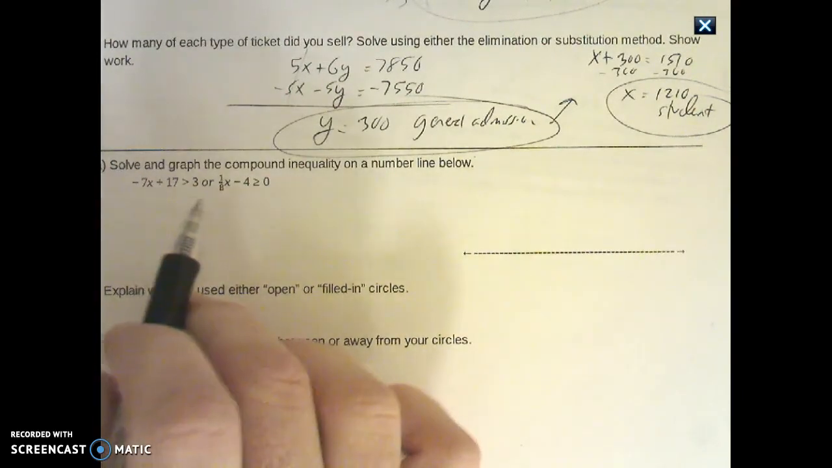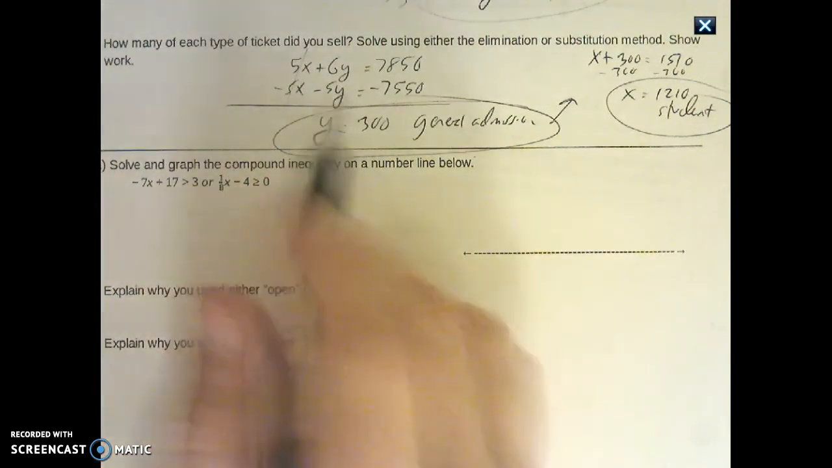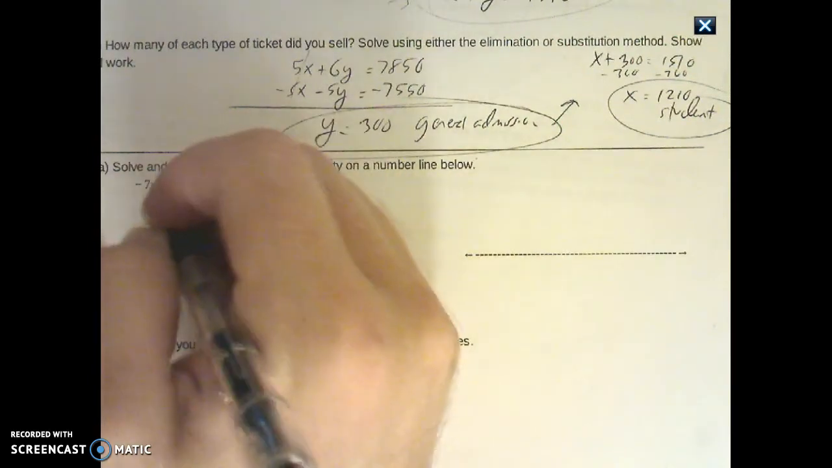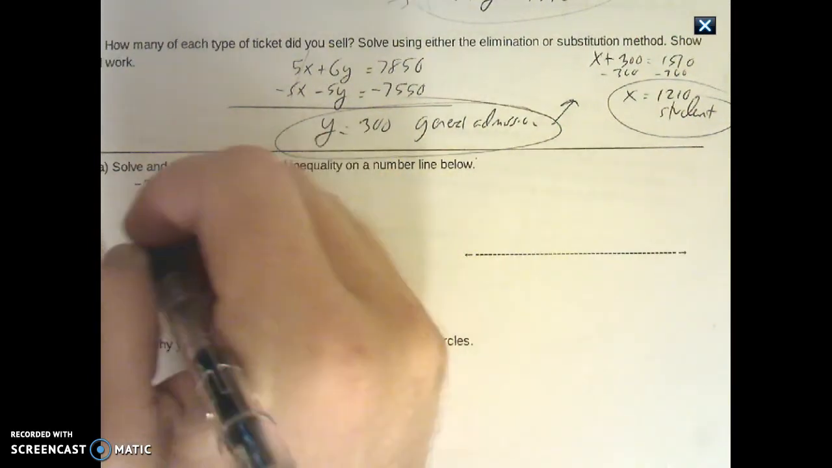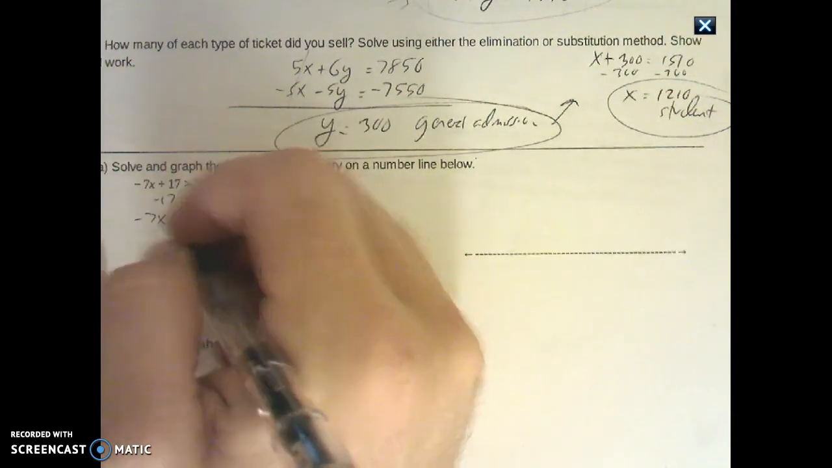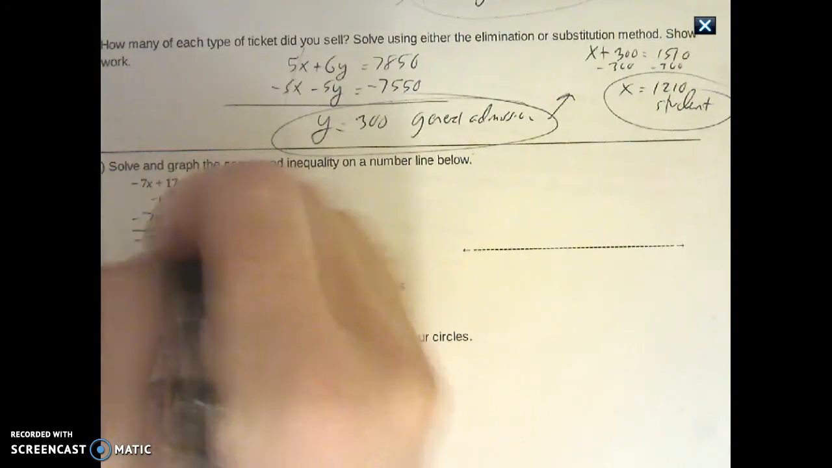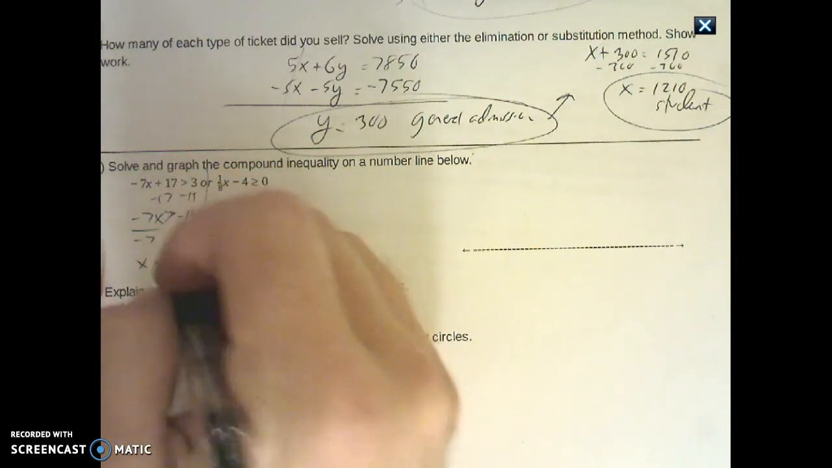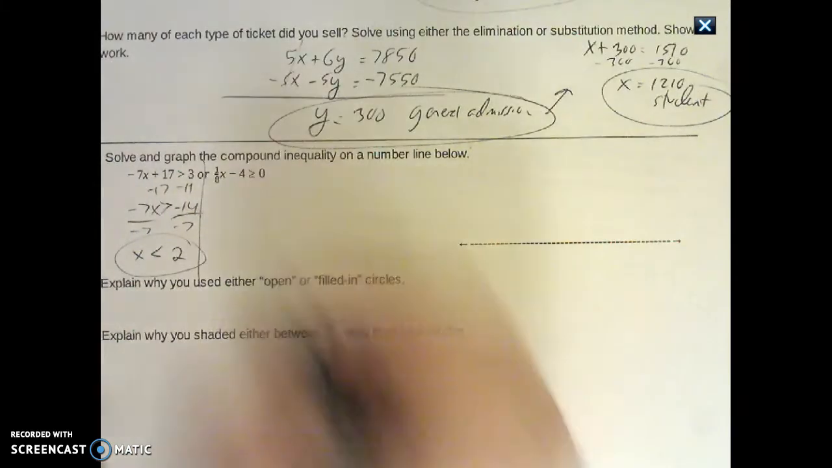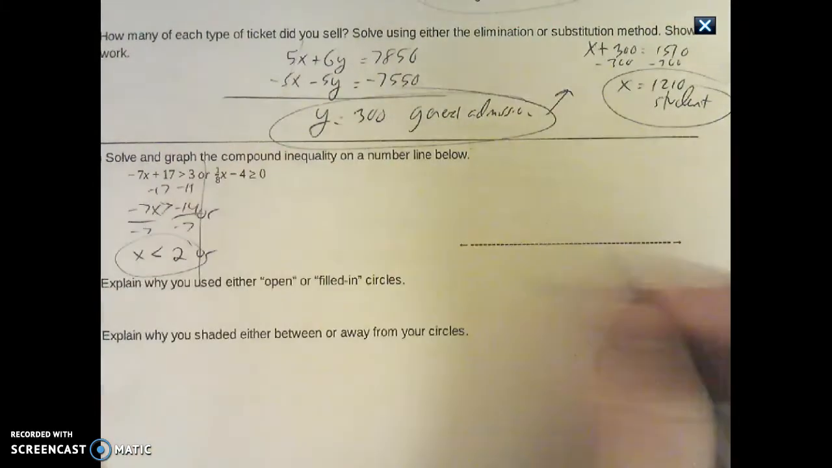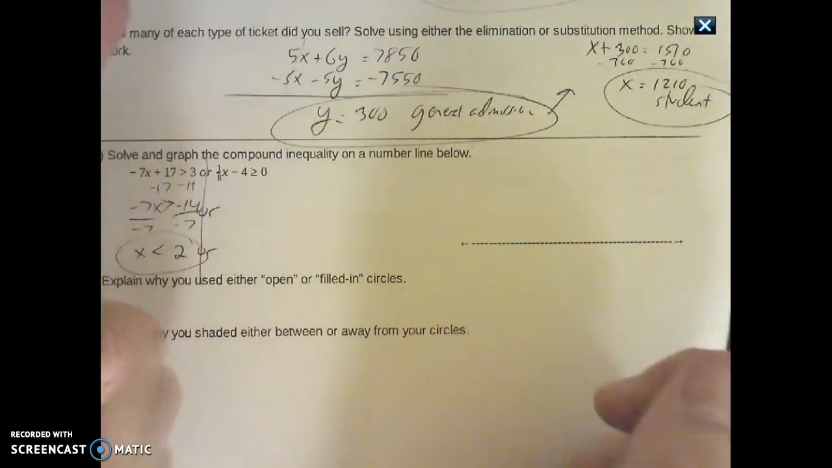Solve and graph the compound inequality with a number line below. Again, draw my line down the middle. Subtract 17, subtract 17. Negative 7x is greater than negative 14. Divide by negative 7. What happens when you divide by negative? It flips. Okay, or I should have a graph going in the opposite direction.